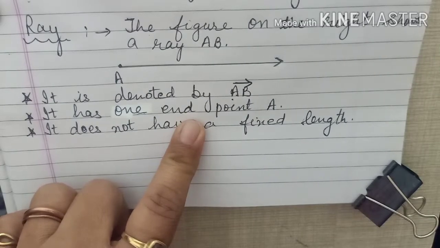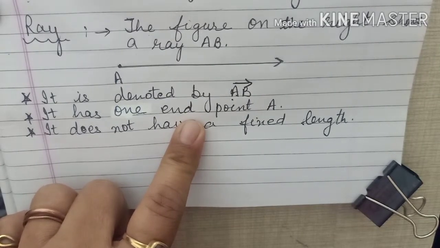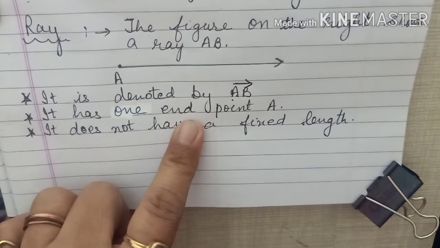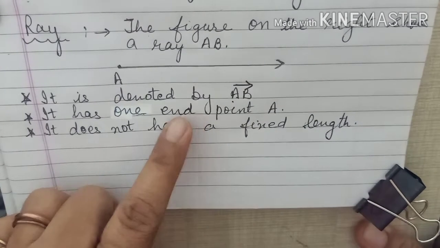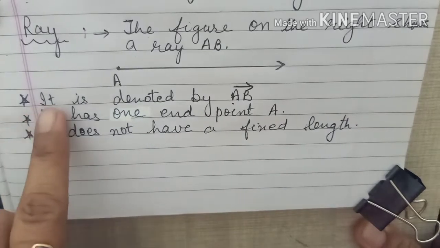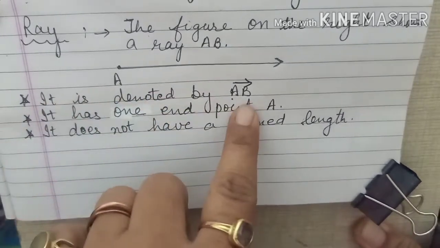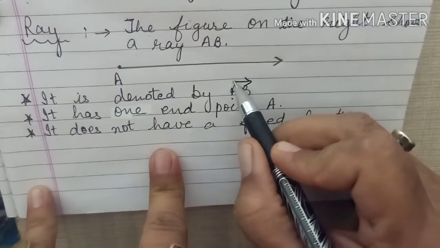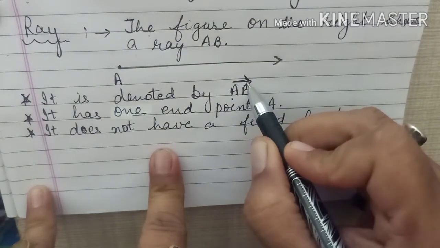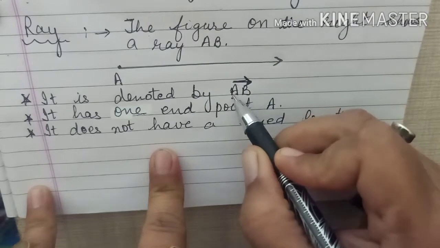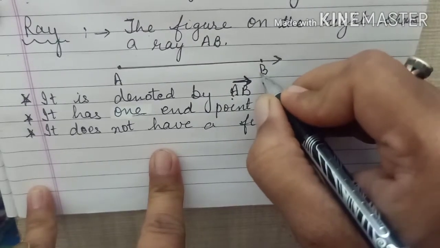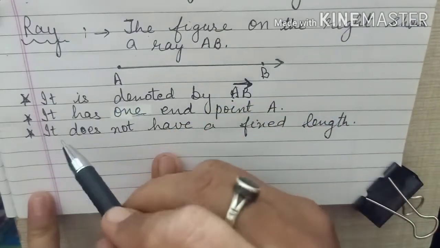The examples of a ray are sun rays and torch rays. Now what is the important point of the ray? It is denoted by AB. This is the symbol of a ray, written on points A and B. Now here we can take a point B. Okay. Next is an important point.